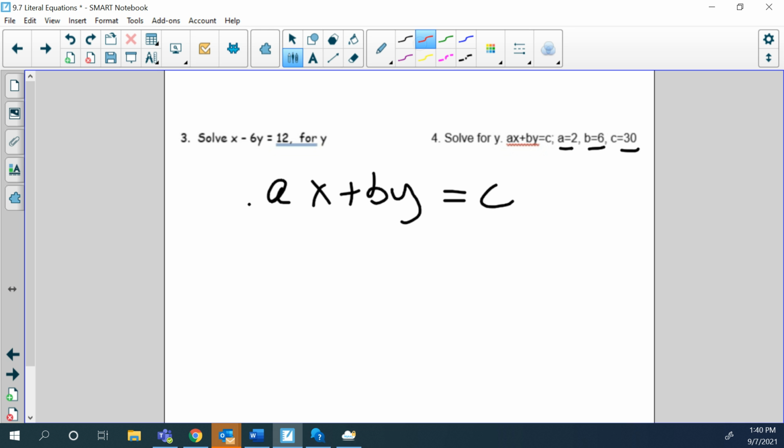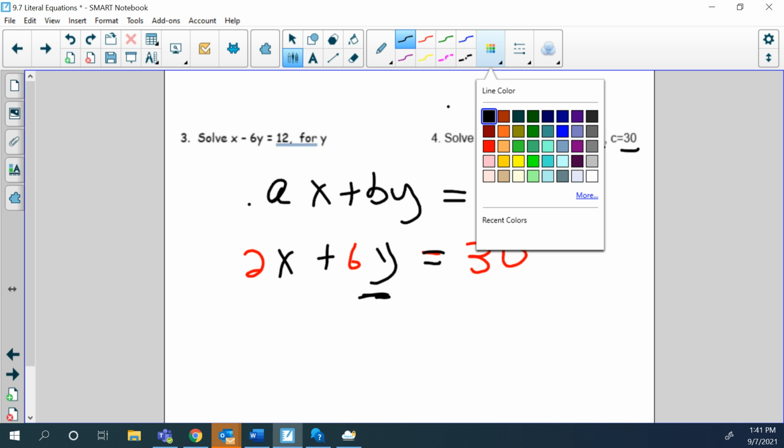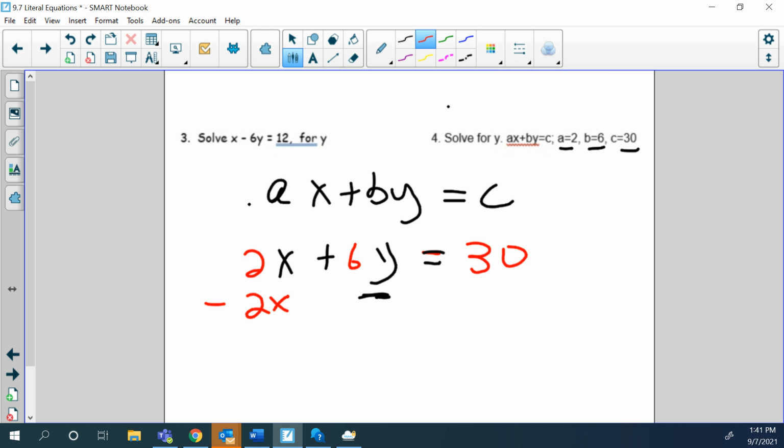So we know a is 2. That's 2 times x plus, we know b is 6. So that is 6 times y is equal to c, which is 30. Okay. Now, so let's solve for y now. Same procedure, just like the one before. This is my target right here, but I have to cancel the 2x first. So I'm going to minus 2x here, and then minus 2x on the right side. Draw my line. That goes away now, right?